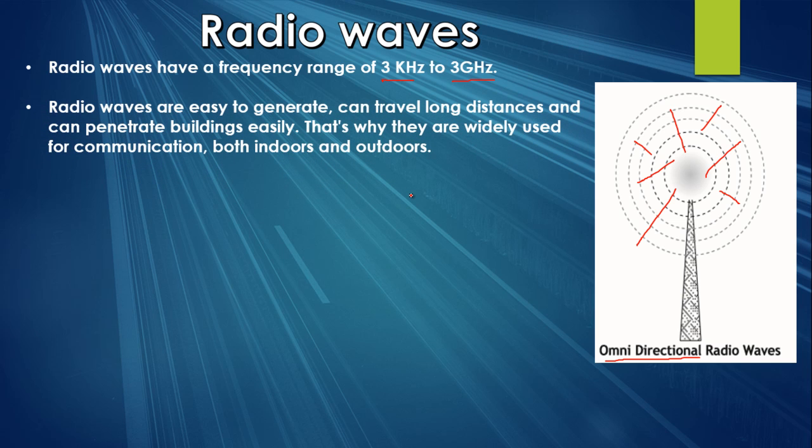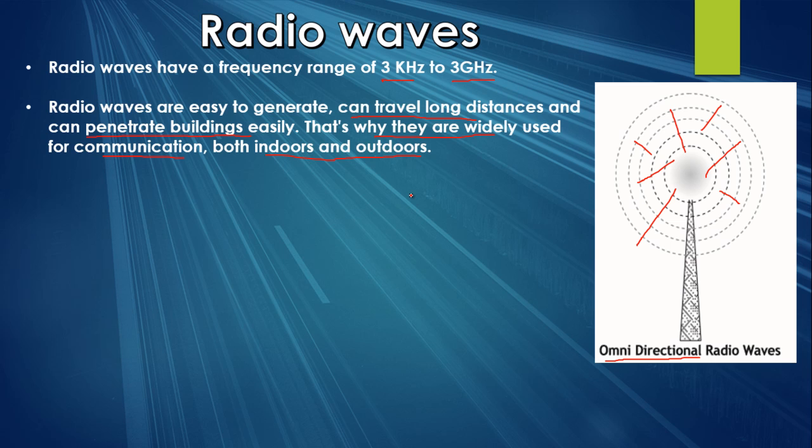Radio waves are easy to generate, can travel long distances, and can penetrate buildings easily. That's why they are widely used for communication, both indoor and outdoor. So as you can see, radio waves can penetrate any object. That is why they are preferred for communication both indoors and outdoors.